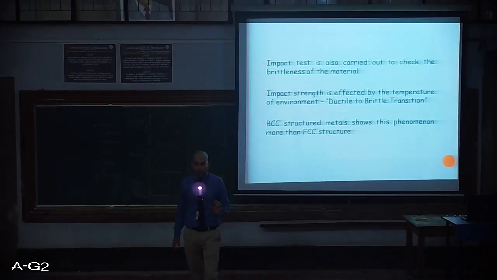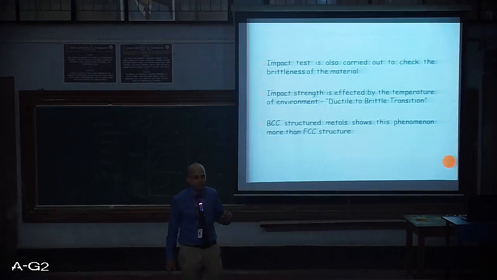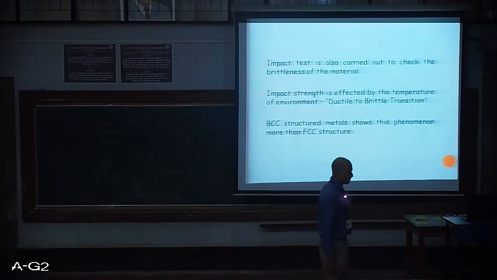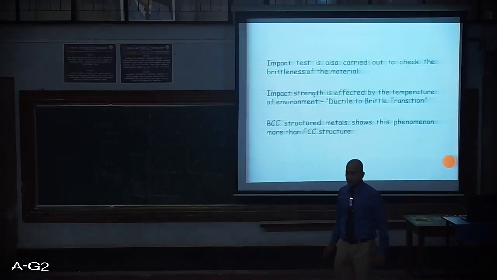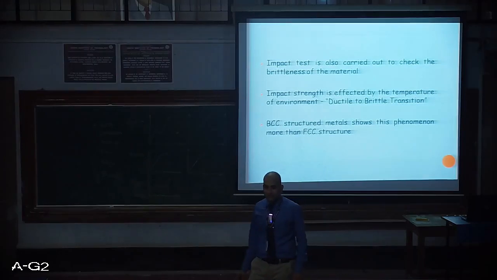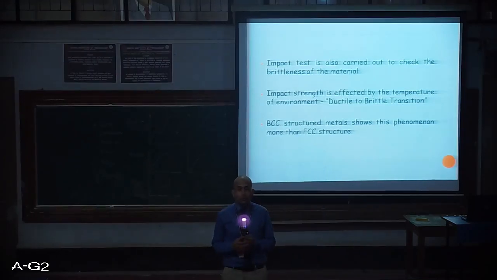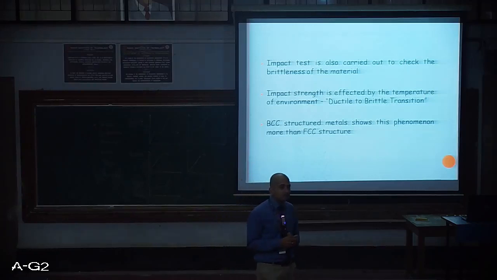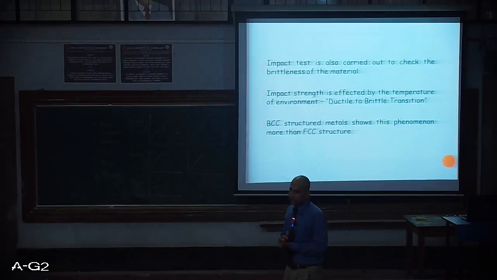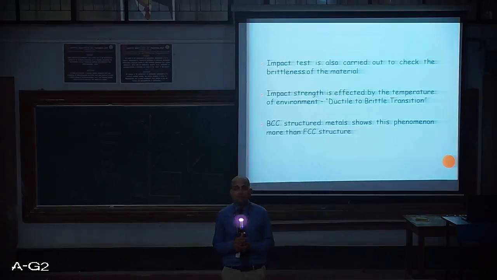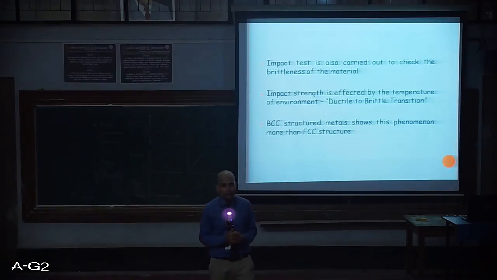And to evaluate this brittleness of the material, you sometimes do this type of test, that is the impact test. So with this, I'll just wind up the impact test. Now basically we have discussed three types of tests. One, the tensile test, which gives you the maximum property of the material, which is quite famous. The second is the compression test, which is just the reverse of the tensile test. And then we have discussed the impact test, which is done to find out the ability of the material to take up sudden shocks of load.